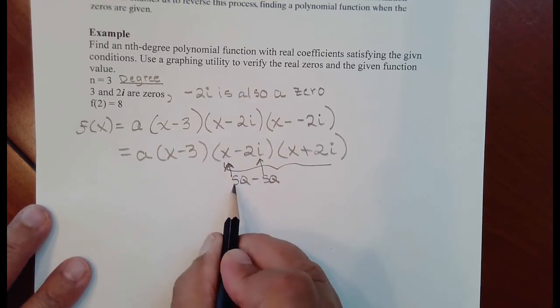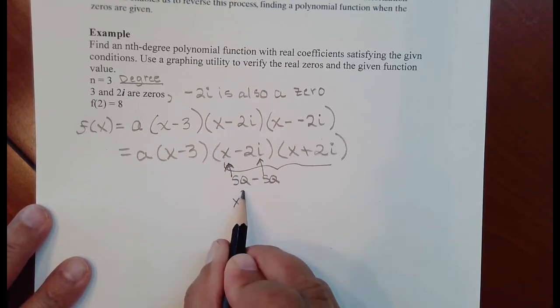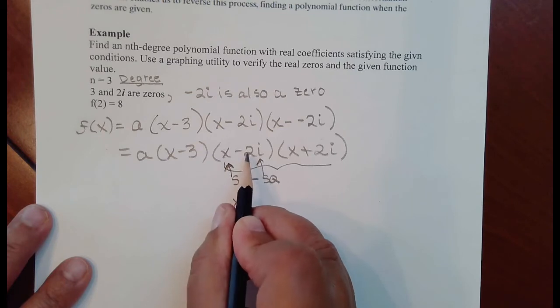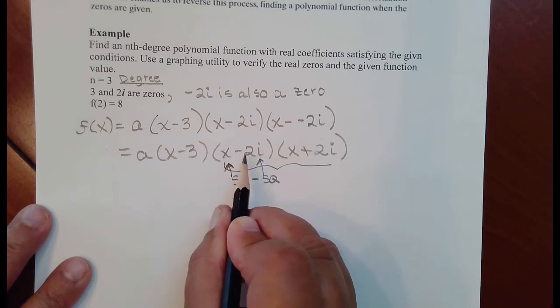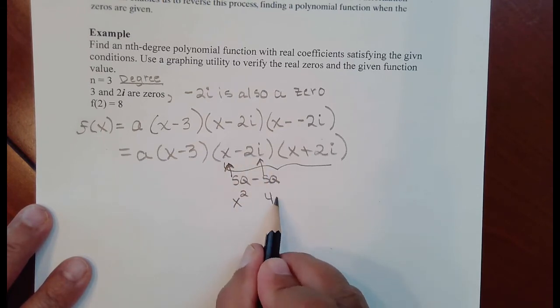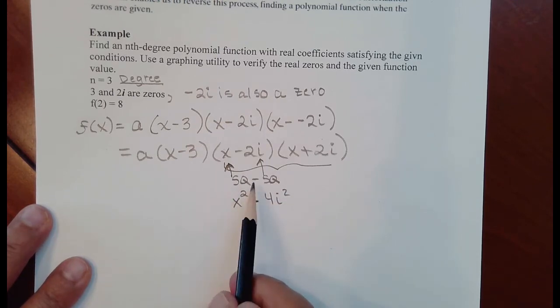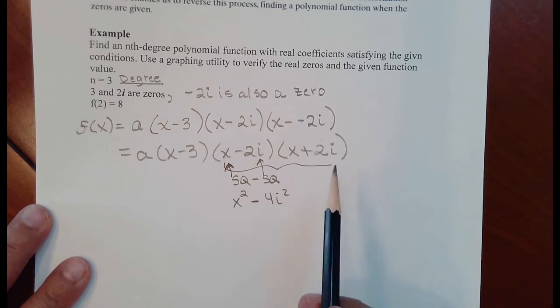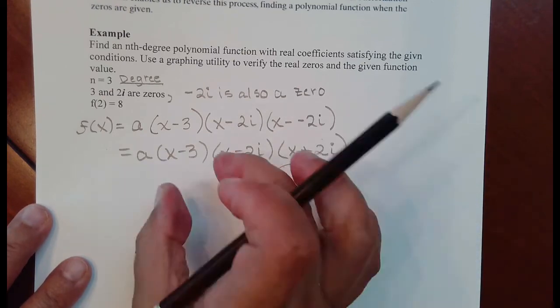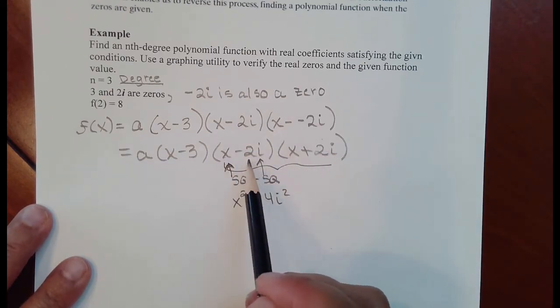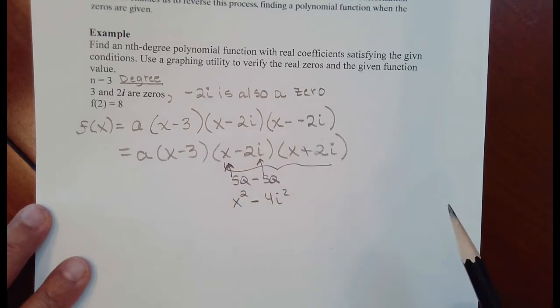Okay, so here we go. Square this front term, you get x squared. Square this back term, you have to square the 2 as well as the i, so that would be 4i squared. And throw a negative in between them. Okay, the square minus square is a shortcut for foiling conjugate binomials. These are binomials and they're conjugates.